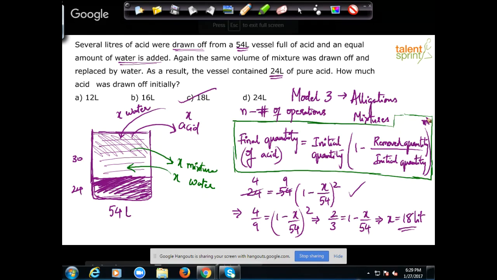Final quantity equals initial quantity into 1 minus the removed quantity by initial quantity whole to the power of n. Let me come back to the video and see if there are any queries there. So all those who have got 18 as the answer are correct. Option C. Now, I don't know how you guys got 24 or 16 as the answer there.